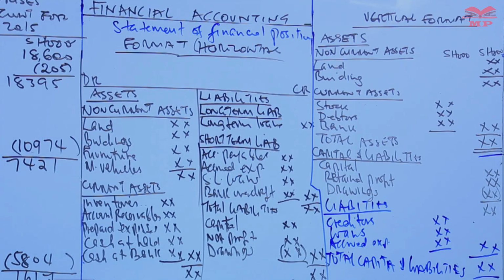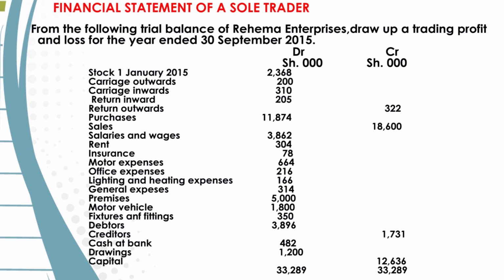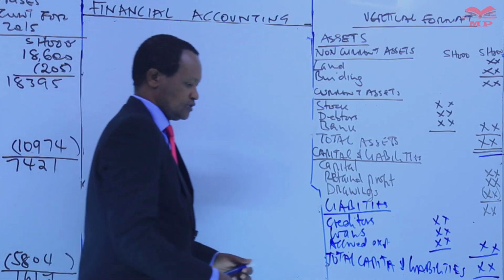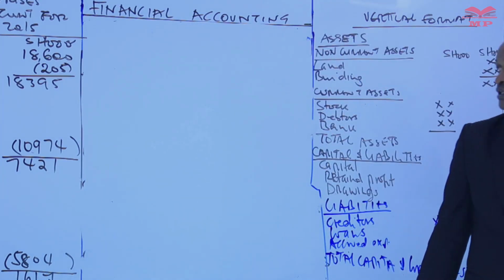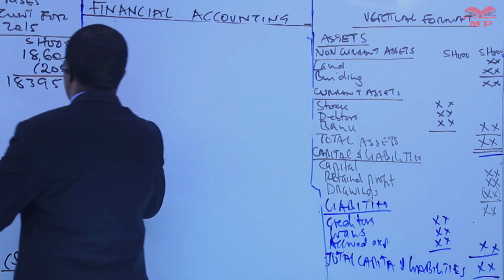Any question on that? Now, I want us to use the illustration we used in the preparation of the statement of profit and loss account to prepare the statement of financial position. So from the trial balance of Rehema Enterprise, can we now prepare the statement of financial position? The name of the business is Rehema Enterprises, the sole trader.